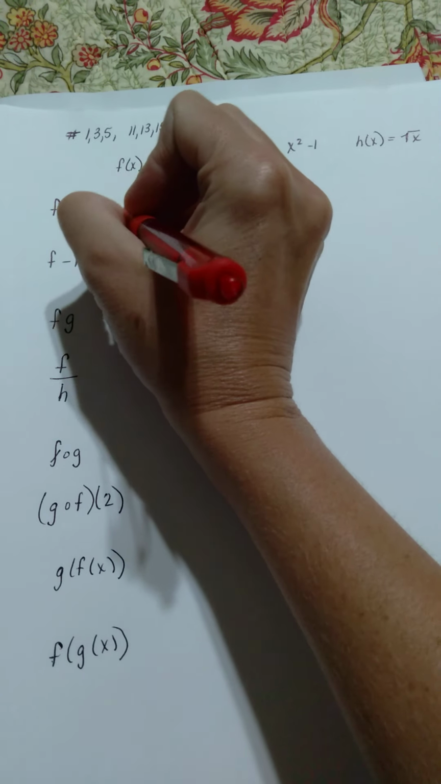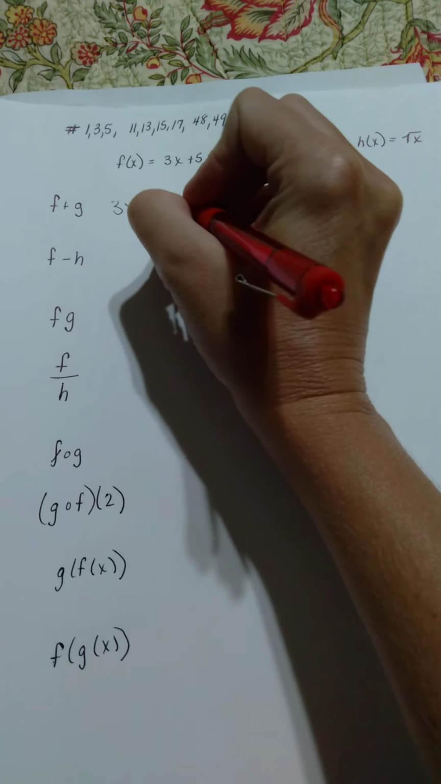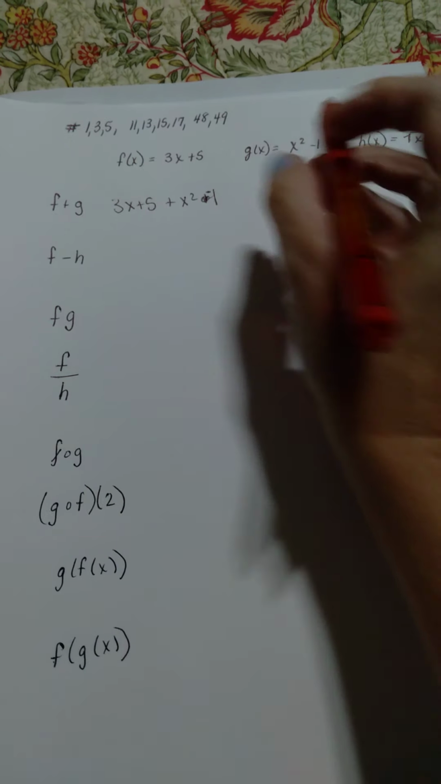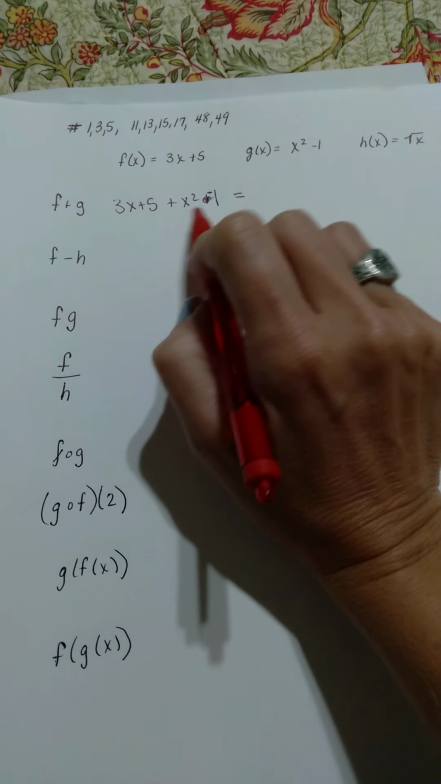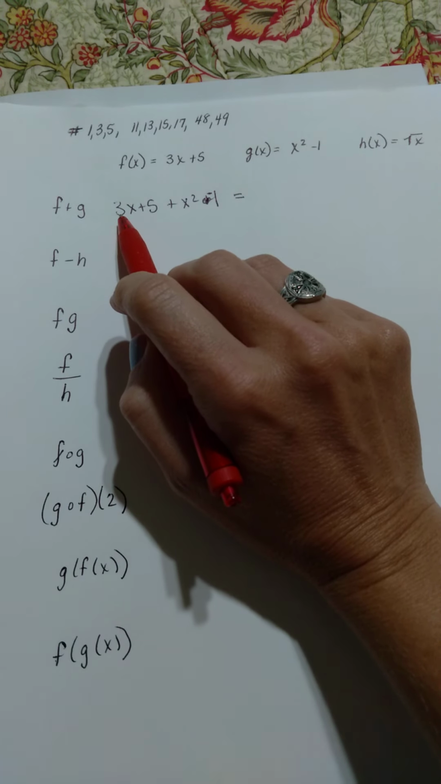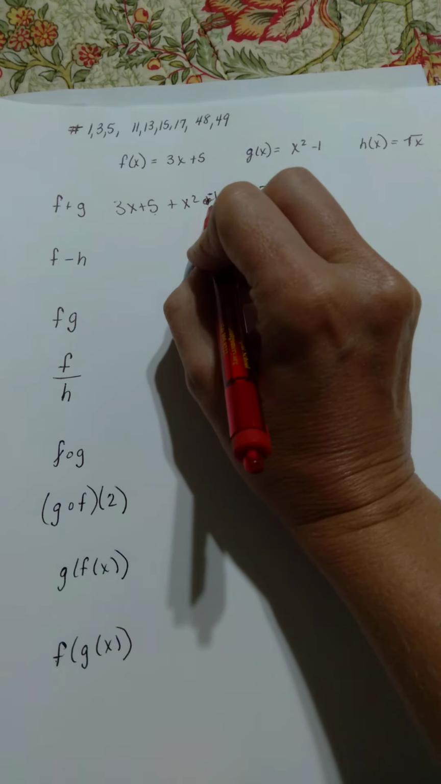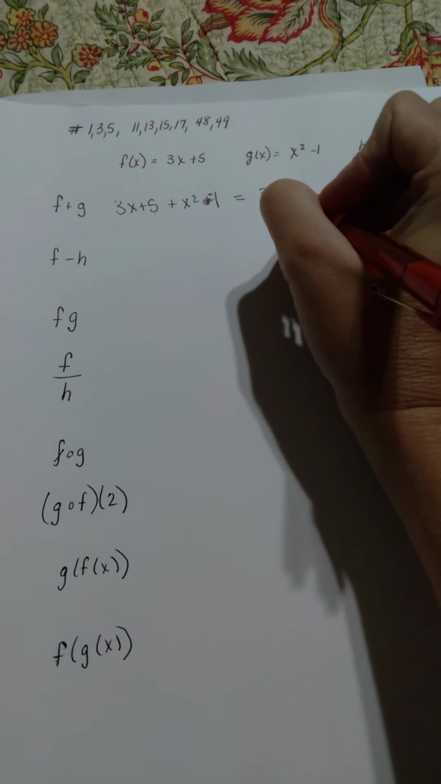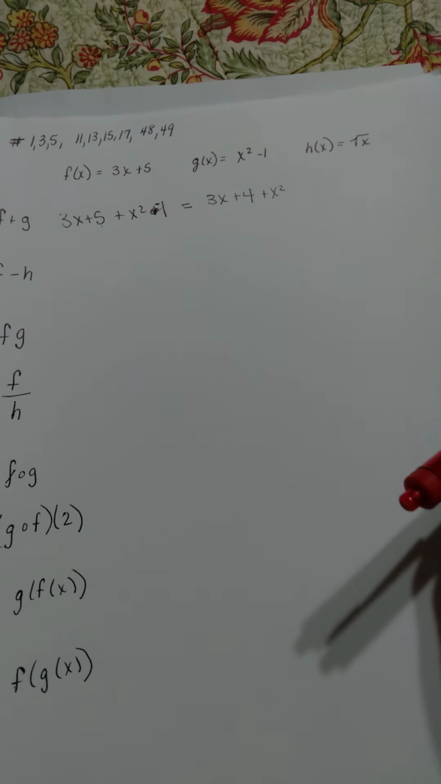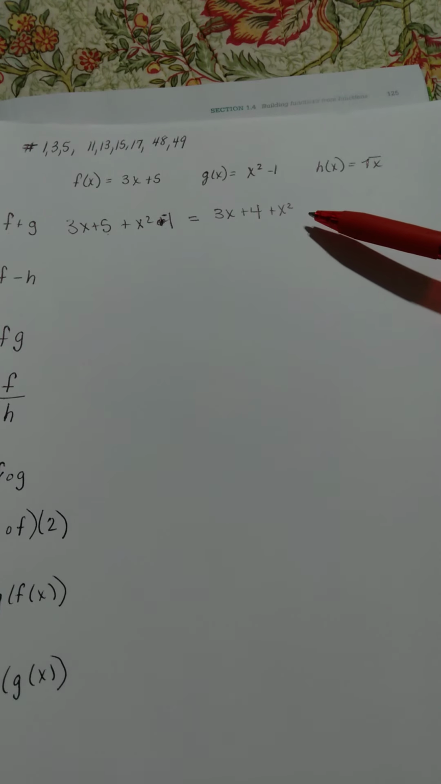You literally do 3x plus 5, that's f, and then x squared plus 1, minus 1, that's g, and then I combine as much as I can, simplify this little expression. I don't have anything to combine the 3x with, but I can do the 5 and the minus 1, so that's 4, and then plus x squared, and ta-da, this is f plus g. So that part is pretty simple most of the time. We just simplify as much as we can.